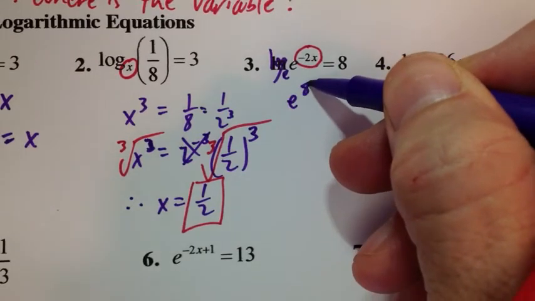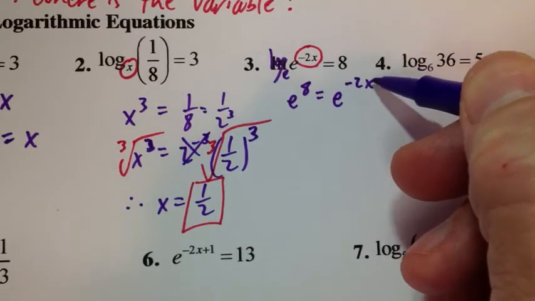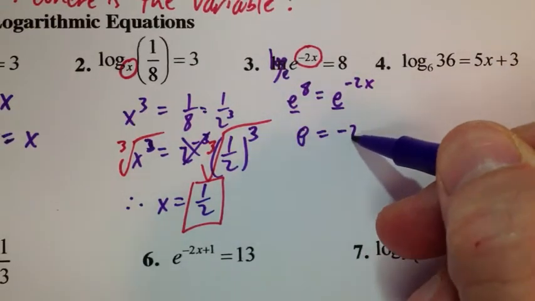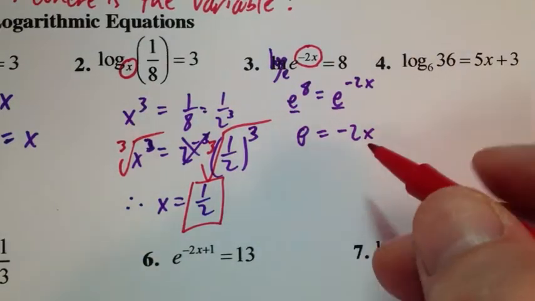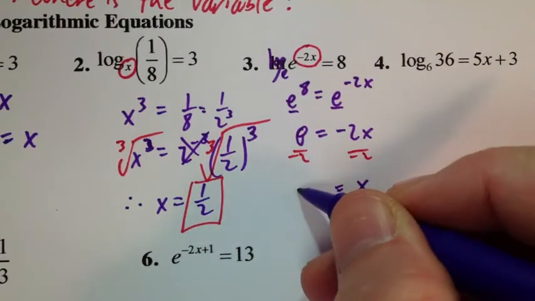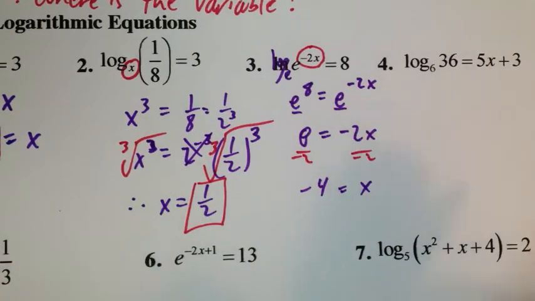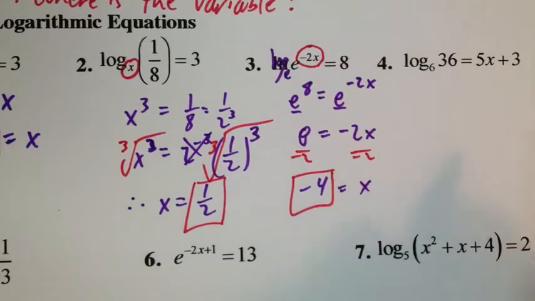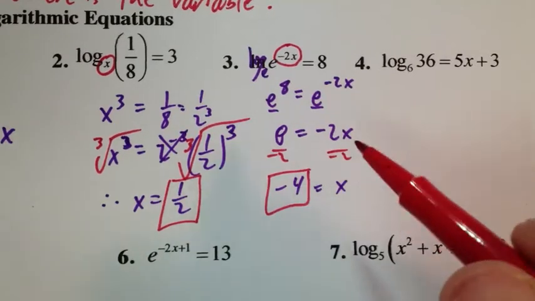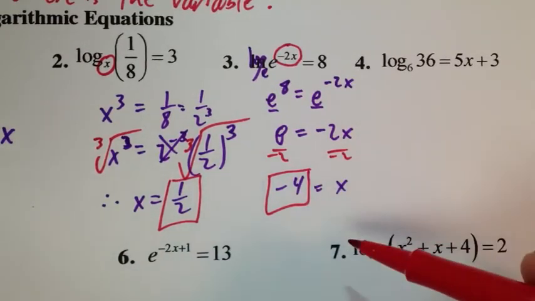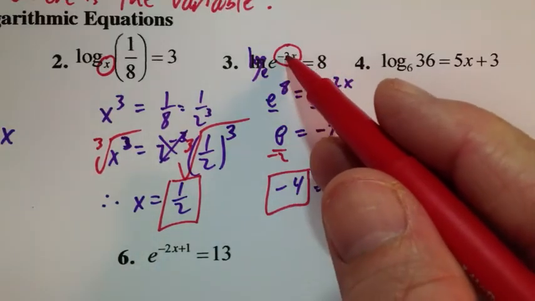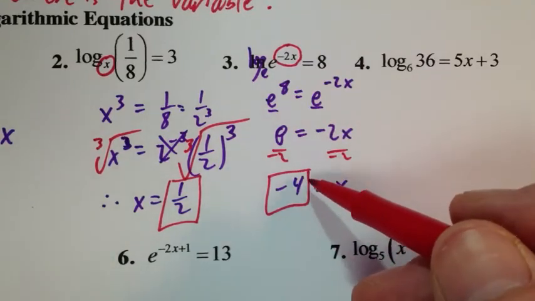So we have e to the 8th equals e to the negative 2x. Therefore, since the bases are the same, we equate the exponents. 8 equals negative 2x. Divide both sides by negative 2, and we get x is equal to negative 4. Please don't tell me that you can't take the log of a negative number, because I already know that, and you know that. Just because you get a negative number for x doesn't mean you're taking the log of a negative number. Put it back in there, and you'll see you're not taking the log of a negative number just because x is negative.